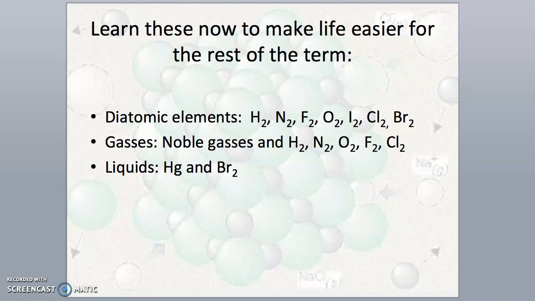Seven elements exist as two of the same element bonded together and are called diatomic elements. The subscript of 2 means there are 2 atoms. We will learn why later in this semester. For now, you should memorize these 7.